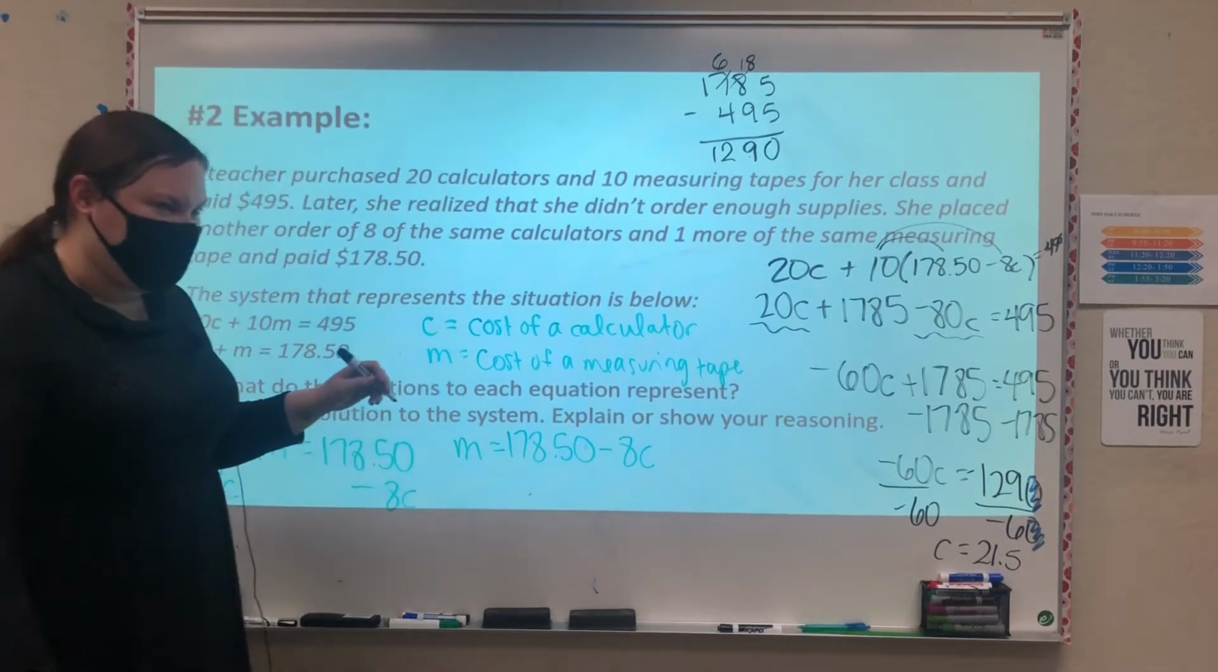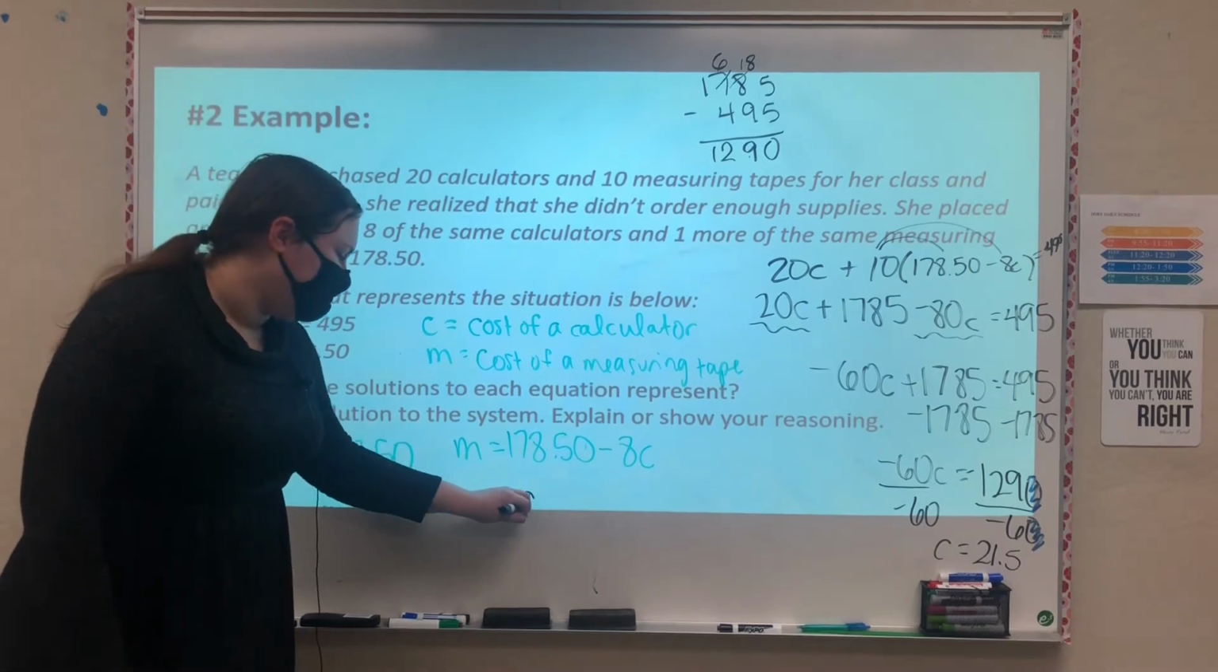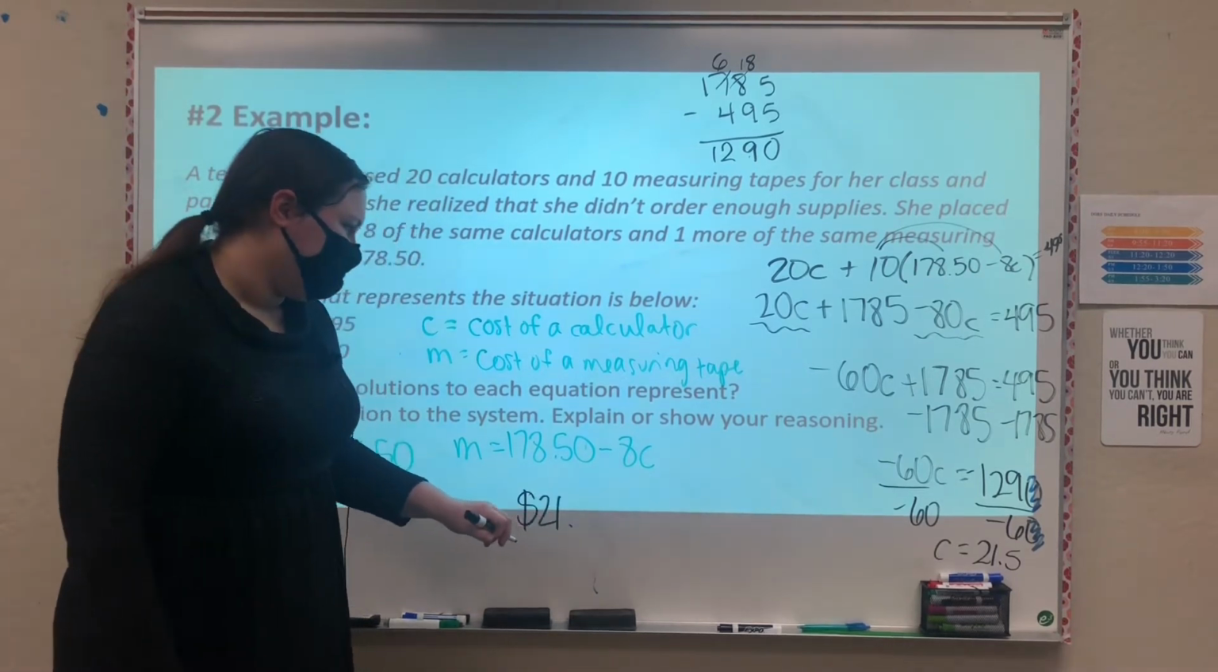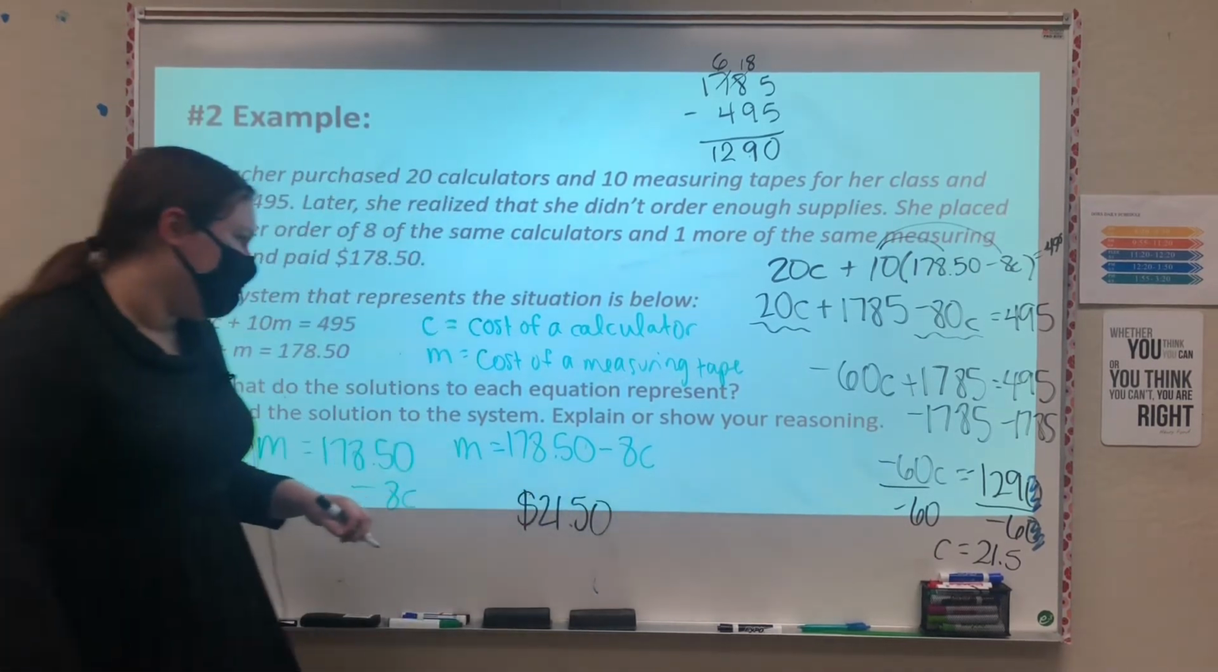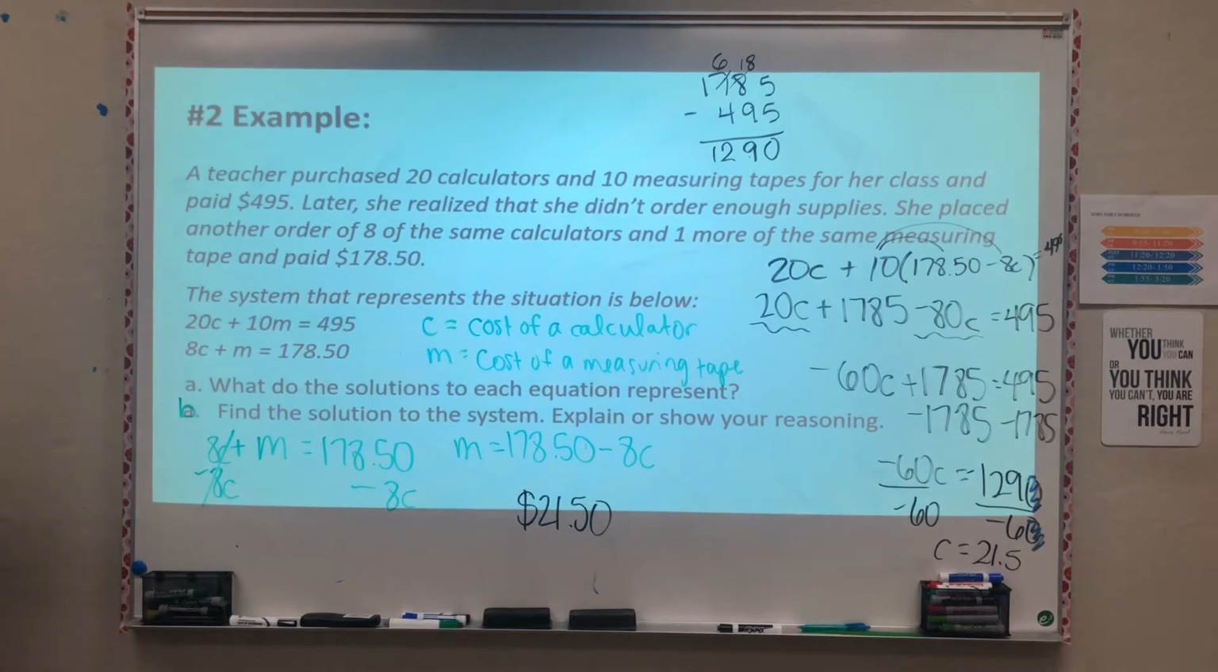Or if we're talking about cost, we would say $21.50. So that's part of our solution. The other part, the cost of the measuring tape. Which equation do you want to use? The bottom one. I agree.